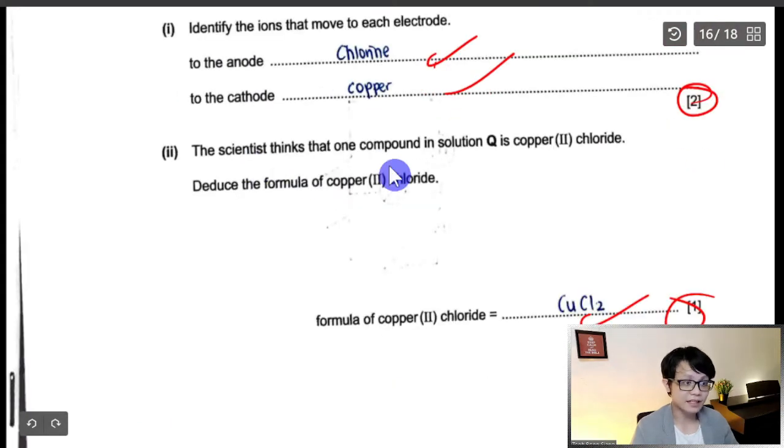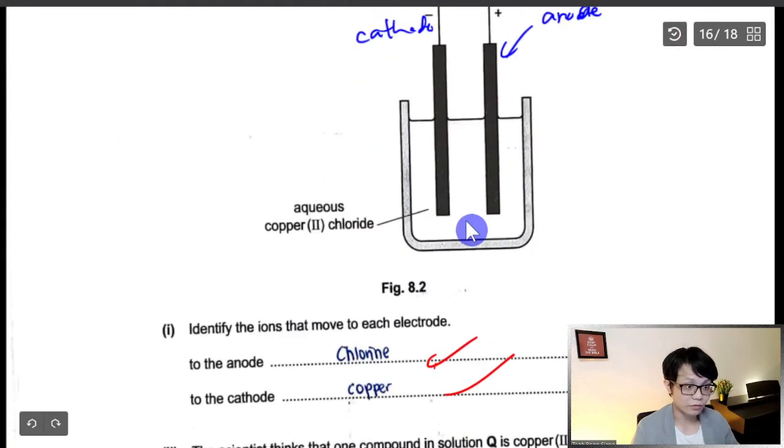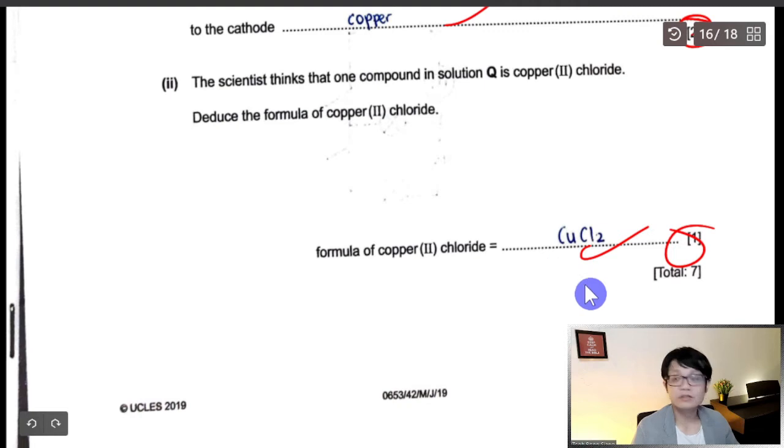The scientists think that the compound Q, solution Q, is a copper chloride. So Q, where is the Q? Deduce the formula. CuCl2. Okay, so it's a very straightforward question. Due to the charges, Cl is negative 1, Cu is positive 2, so it's CuCl2.